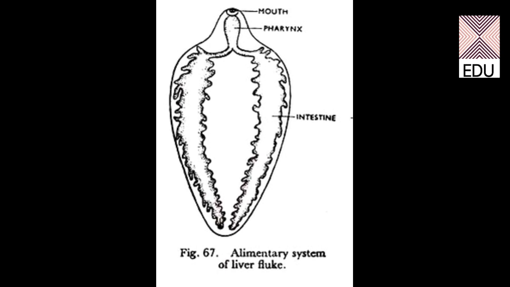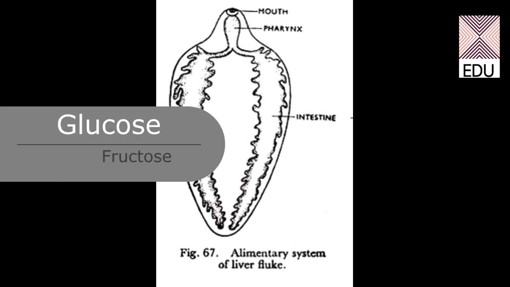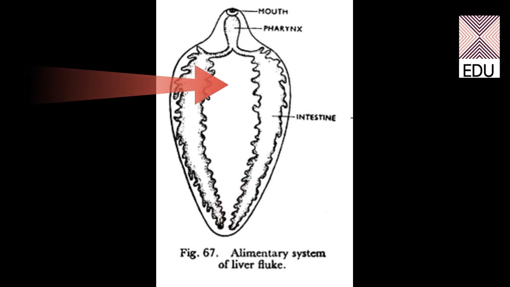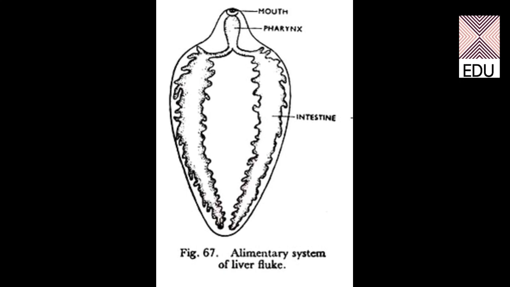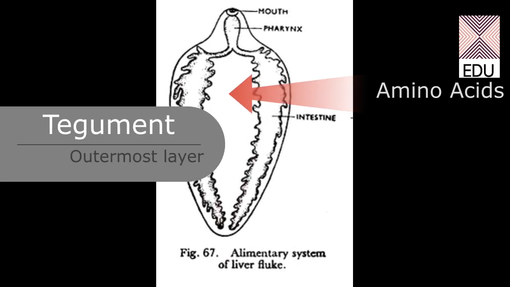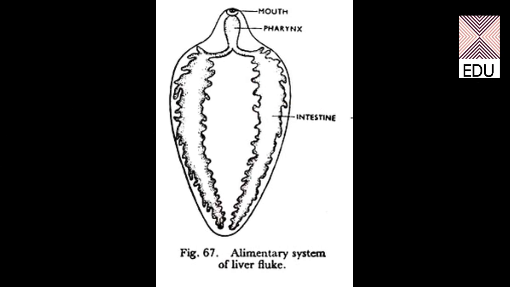Now one thing worth mentioning here is that some sugars like glucose and fructose may diffuse directly into the body of the fluke from the general surface. So there is no need to digest them. They are taken simply through the general body surface of the flukes. The absorption of some digested food and amino acids also takes place through the tegument. So the tegument is the outermost layer and they can diffuse through this tegument.